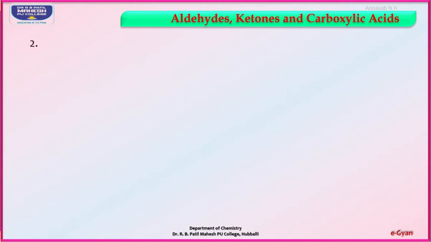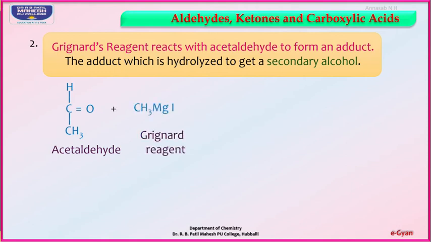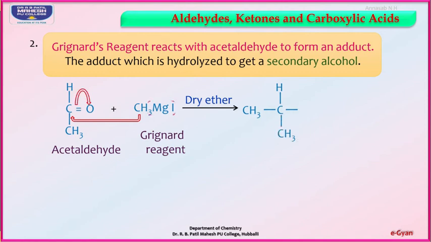Moving further, the second reaction. Grignard reagent reacts with acetaldehyde to form an adduct, which on hydrolysis gives secondary alcohol. So we have acetaldehyde here, CH3CHO, that reacts with Grignard reagent, methyl magnesium iodide. The CH3 group of Grignard reagent is going to attack the carbonyl carbon in presence of dry ether. Instead, oxygen withdraws its electrons and MgI is going to attack the oxygen atom. So it leads to the formation of an adduct we have here.